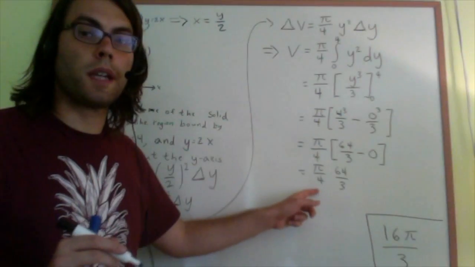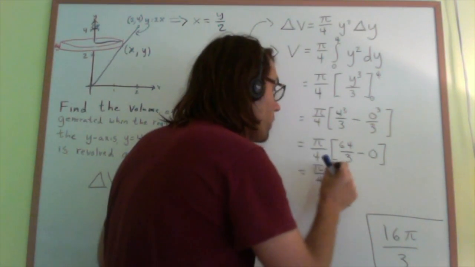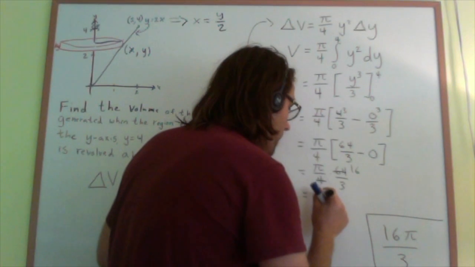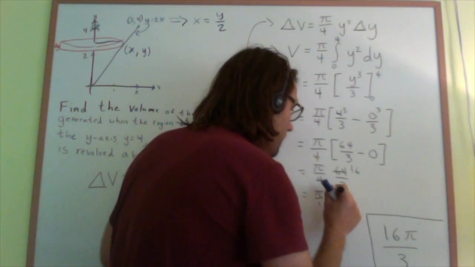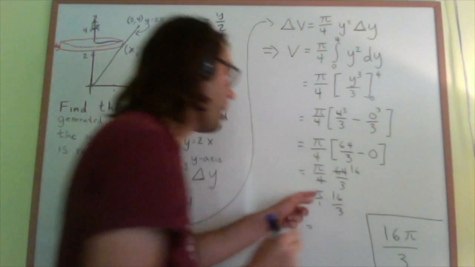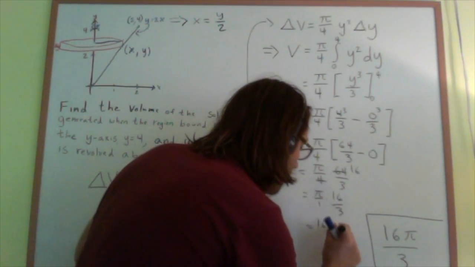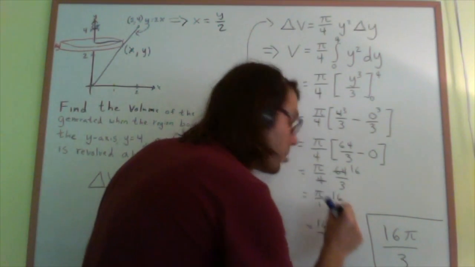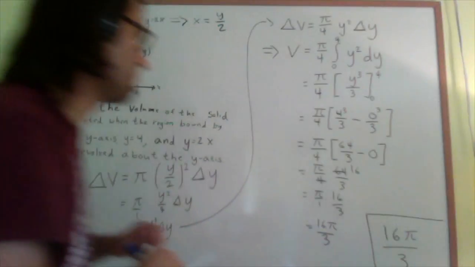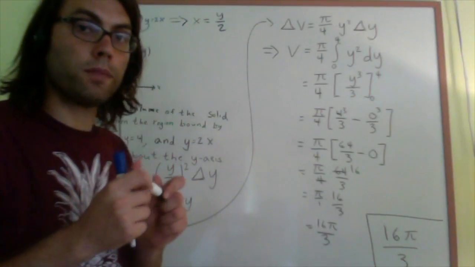And then we have some cancellation here. 4 goes into 64 16 times. So we have pi over 1 times 16 over 3. Pi times 16 is simply 16 pi. 1 times 3 is, of course, 3. And you see here we got the same answer.